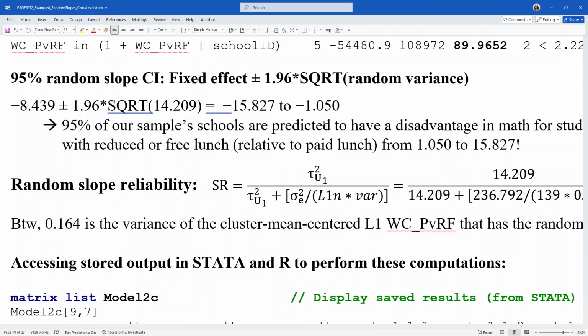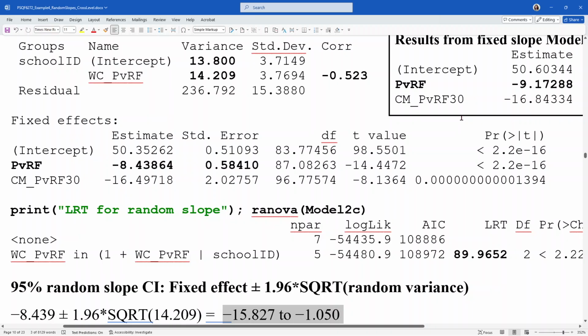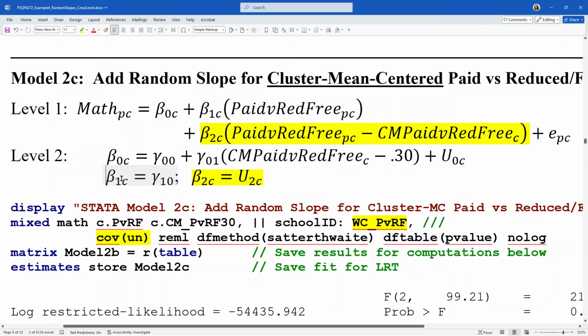Making sure I'm understanding this correctly. So the negative 16 to negative 1. Yep. That's the 95% confidence interval range for the slopes that are generated within the schools. Essentially, let me go back to the equation. If you put these two things together into one variable, the school's slope, that slope ranges between negative 15 and negative 1 in the sample.